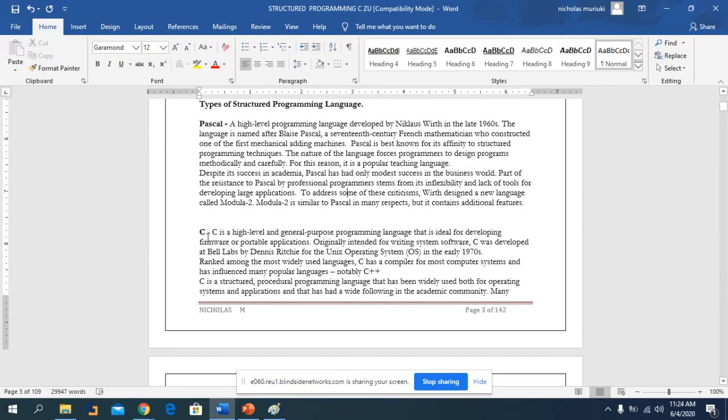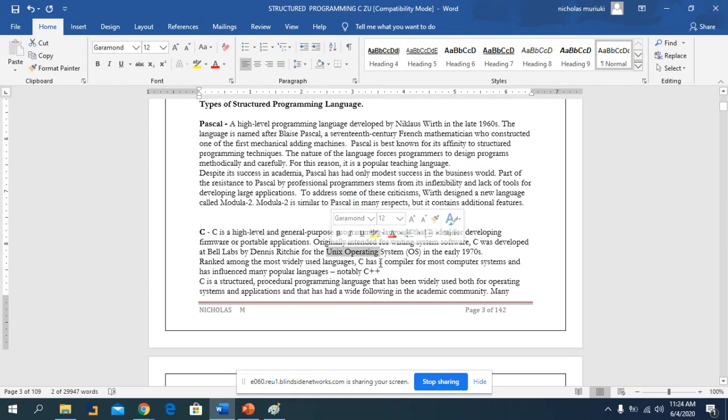But one of the languages that is mostly used in writing an operating system is what you call C. That's why we are saying it is a high level language. When you talk about a high level language, we are saying it is a language that can be interpreted from source code to object code. So it's very easy for you to interpret that program. And in this case, what we have is the Unix operating system.